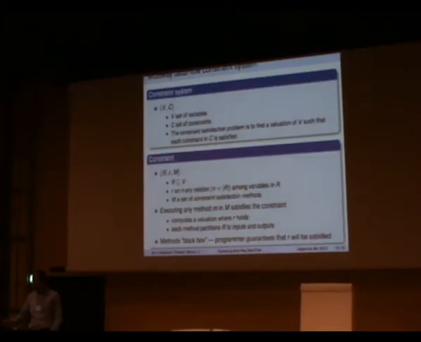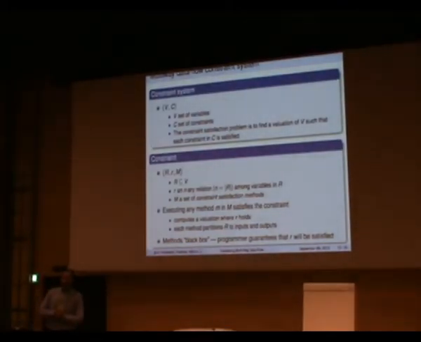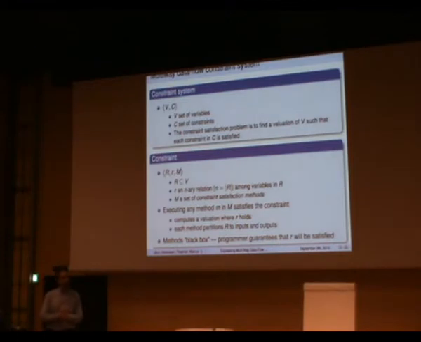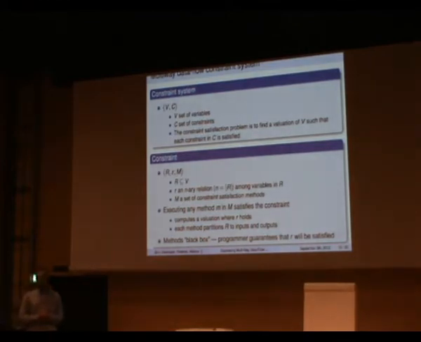Okay, so what are these constraint systems? Everything is a tuple, always, and so are constraint systems. You have a set of variables, and then you have a set of constraints. Each constraint deals with a subset of those variables. And every constraint is also a tuple.